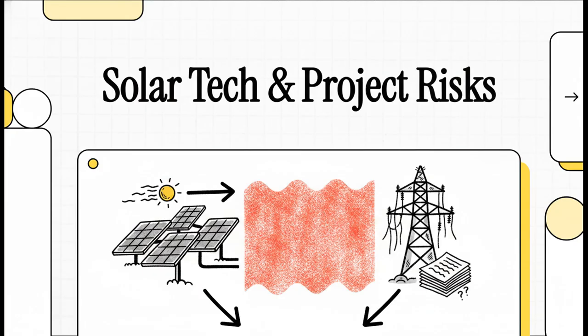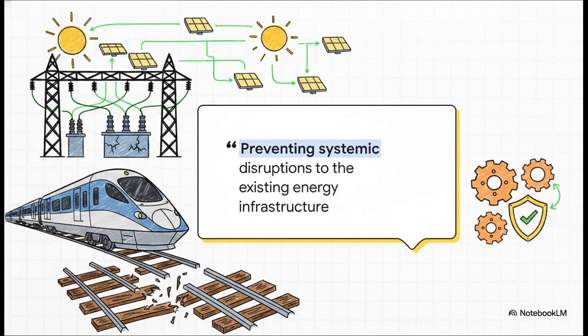See, on one hand, solar panels are getting ridiculously cheap and efficient. But on the other hand, this unstoppable technological force is slamming into an invisible wall made of two incredibly stubborn materials: aging electrical grids and constantly shifting public policies. To get a sense of this, just look at this core requirement from the SASB framework: preventing systemic disruptions to the existing energy infrastructure. It is a huge deal.